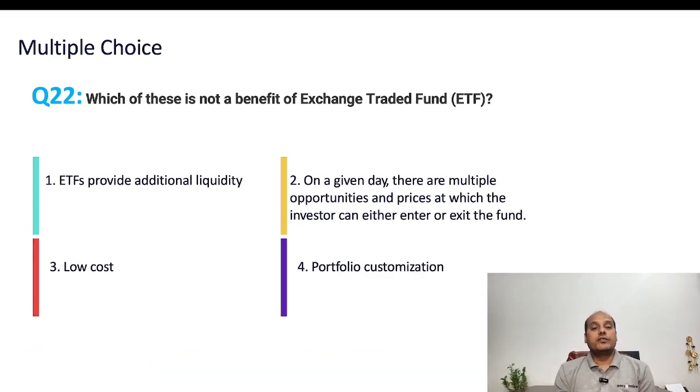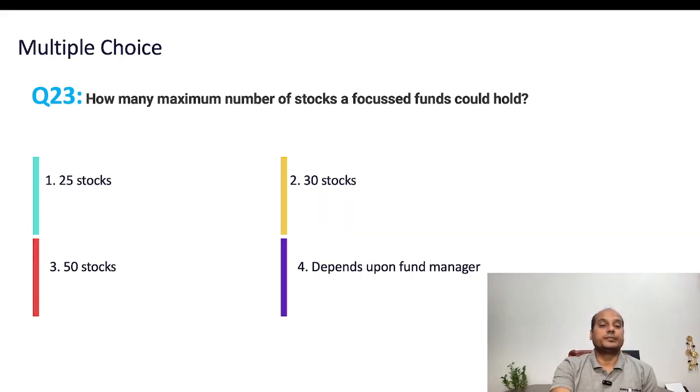Question number 22. Which of these is not a benefit of ETF? ETFs provide additional liquidity. Yes, that's a benefit. So it's not the answer. Second, on a given day, there are multiple opportunities at price which investors can either enter or exit the fund. This is also a benefit of ETF. Then this means it's not an answer. Third is low cost. This is a benefit. Fourth is portfolio customization. Portfolio customization is not a benefit of ETF or any other mutual fund. So option 4 is the correct answer because it is the only option which is not a benefit of ETF.